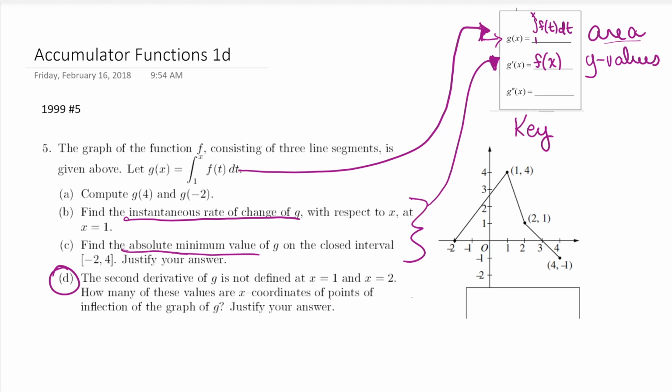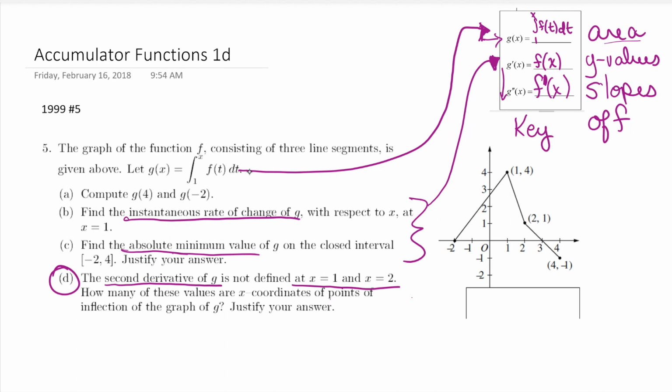And let's see what would happen if we continue the derivatives, because we need to talk about G double prime. So if you take the derivative of G prime, you get G double prime. And if you take the derivative of F, you get F prime. So when we want to talk about G double prime, which we do because in part D it says the second derivative of G, then we're going to have to look at the slopes of F.